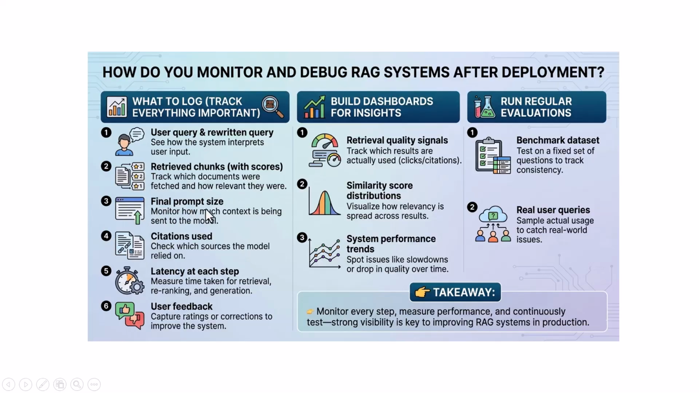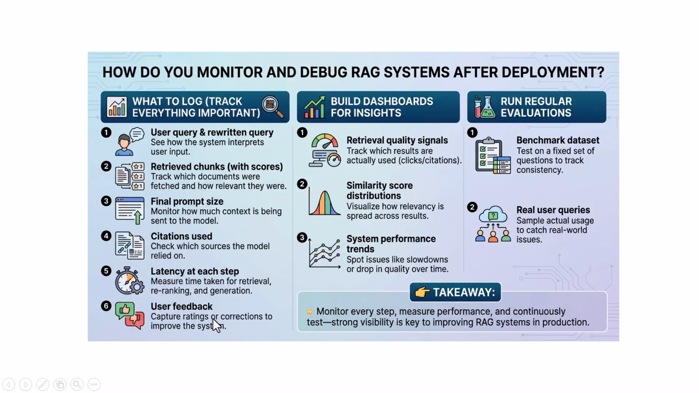And look for final prompt size. That is, monitor how much context is being sent to the model. Okay. Also, check citations used. That is, check which sources the model relied on, and latency at each step. That is, measure time taken for retrieval, re-ranking, and generation. And check user feedback too. That is, capture ratings or corrections to improve the system.